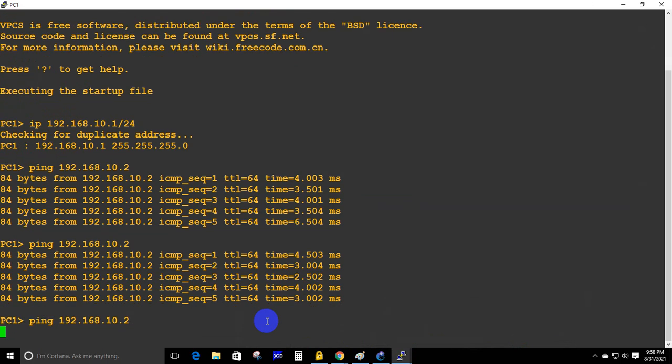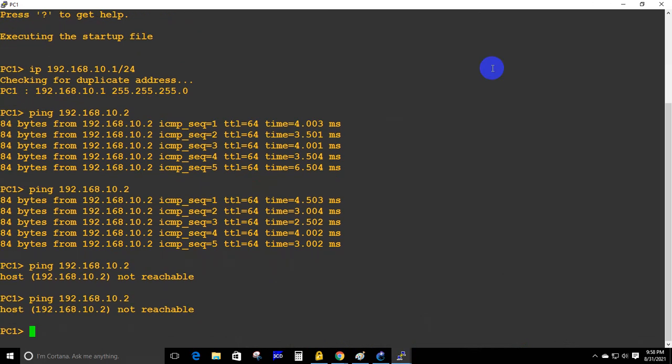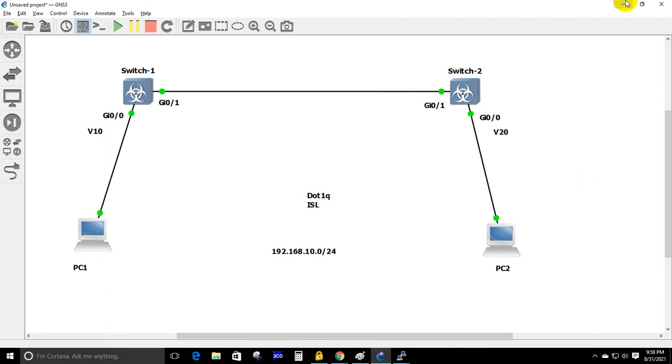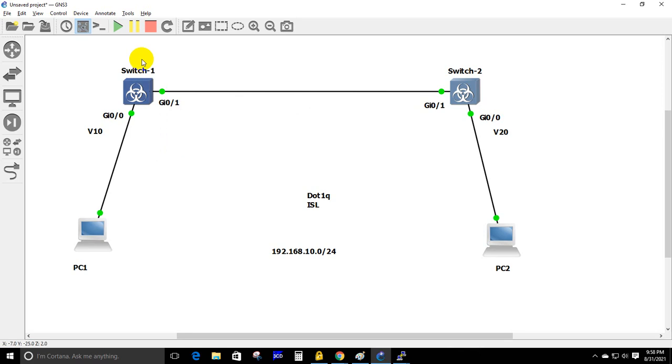But this time we are not getting any reply as usual. Why? ISL doesn't support untagged frames. Because PC1 sends a frame for PC2, switch 1 receives that frame on its GI 0/0 port, which is a member of VLAN 10. Switch 1 knows VLAN 10 is its native VLAN, and it has to forward the frame over the trunk link for the destination.